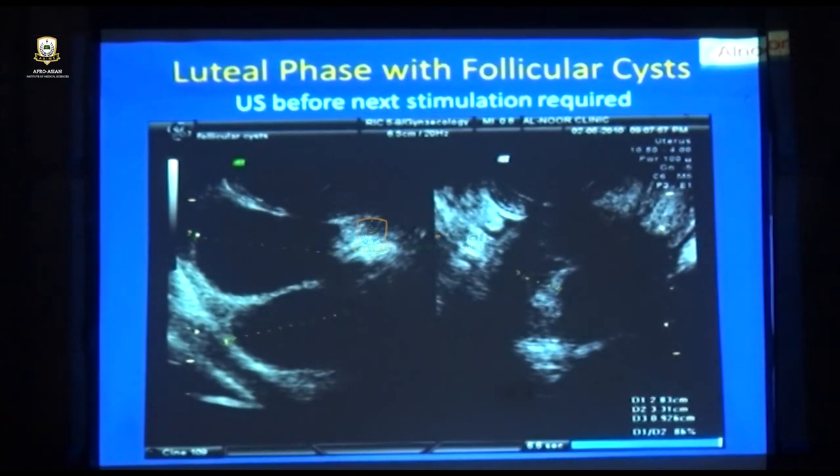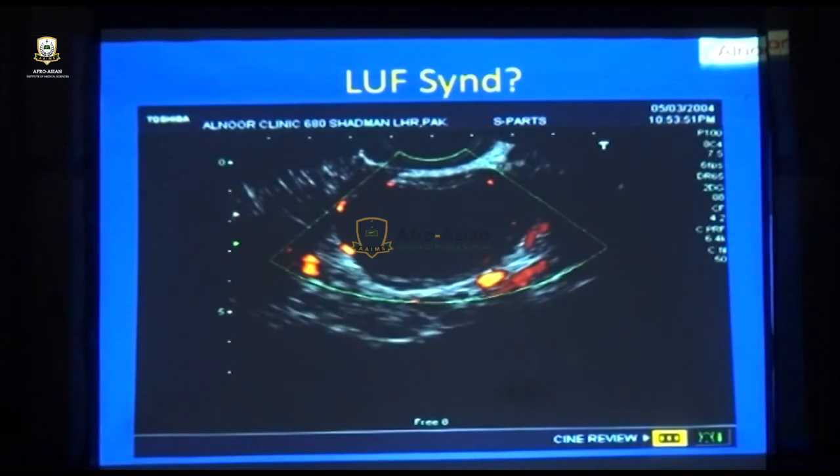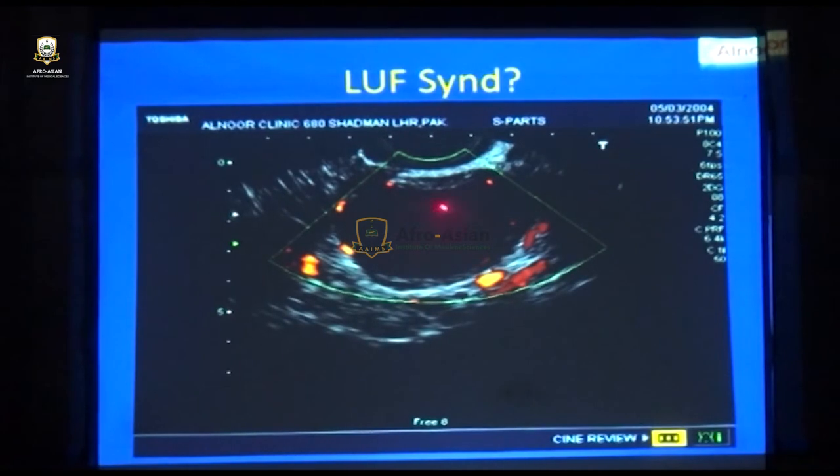Please don't start the next cycle because she has already got multiple cysts and she can end up with OHSS, ovarian hyperstimulation syndrome. And sometimes you find a cyst like this. We call it LUF syndrome. There are two theories behind this syndrome. You saw the follicle and it did not rupture, but you find the specks inside. There are two schools of thought.